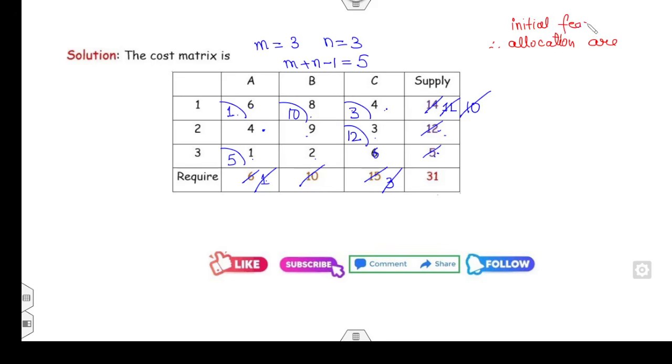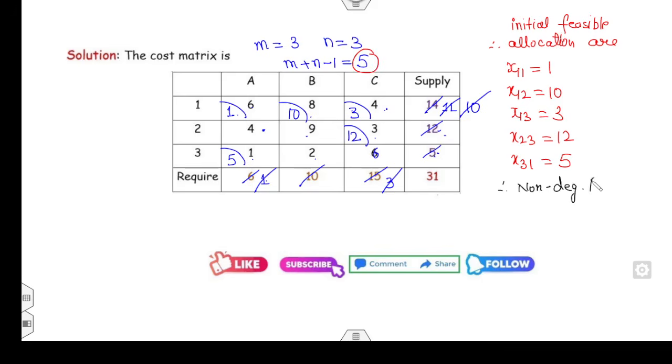Therefore, allocations means the initial allocation. Initial feasible allocations are x11 is my 1, x12 is my 10, x13 is my 3, x23 is equal to 12, x31 is equal to 5. Since we need 5 allocations, how many are there? There are again 5 allocations. Therefore, the initial feasible allocations are a non-degenerate basic feasible solution. And you can calculate the cost: 6 plus 80 plus 4 into 3 plus 12 into 3 plus 5 into 1, and you will get the required answer of the problem.